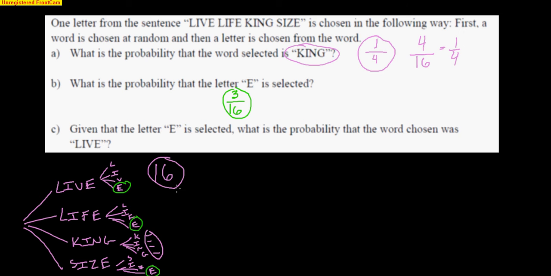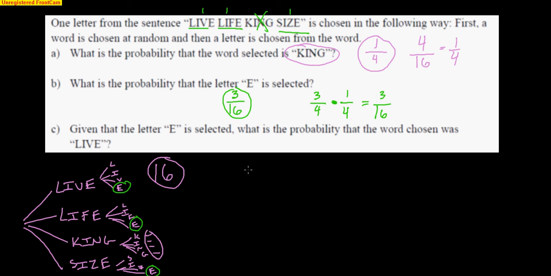But there is another way I could arrive at that answer. I just got to think, what needs to happen to get the letter E? Well, first, I have to pick the word live, life, or size. King would not work to get the letter E. So that's a 3/4 chance to pick one of those words. And then I need to pick the letter E. And in live, life, or size, I have a 1/4 chance to pick the letter E. So that would be 3 out of 16. What do you know? Another way to get that same answer. No matter where you shake it, that's how you get the 3/16.